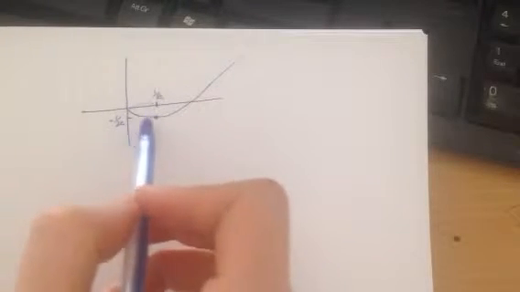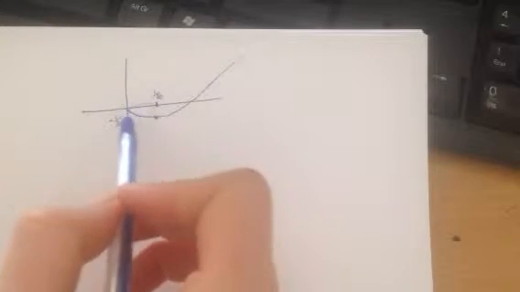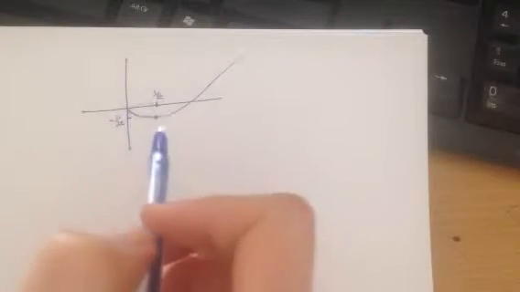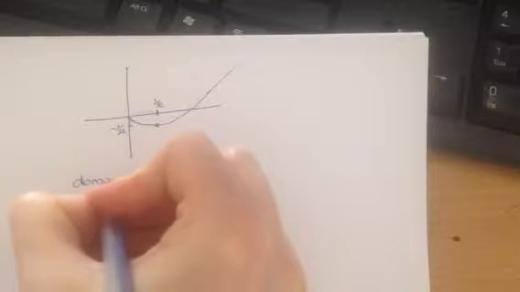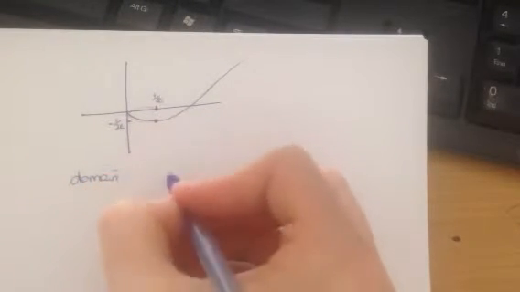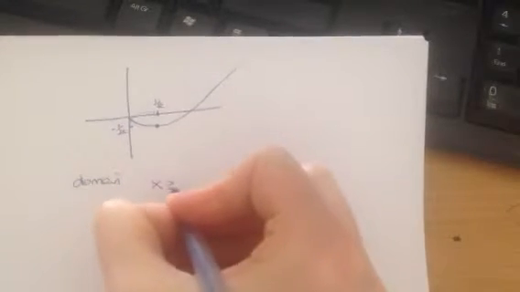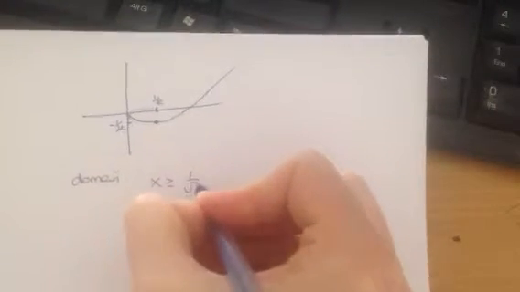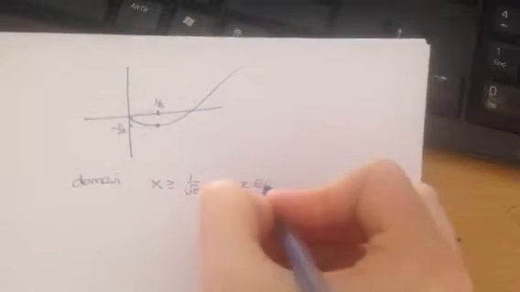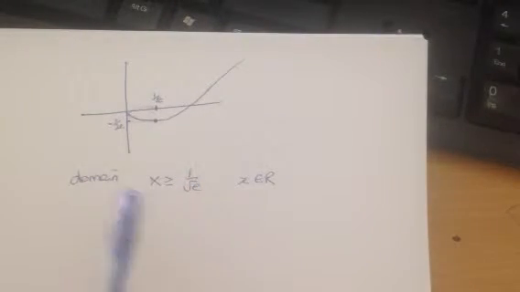Okay, if I removed this part here, then I wouldn't have y values that have two x values. So I'm going to have to say, right, my domain, or my x values, my inputs, I need to write as x greater than or equal to 1 all over root e, where x is an element of R. Okay, that's one way to write it.